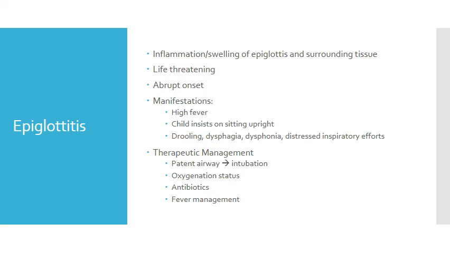So with these patients, the main goal is to get them intubated. When they come in, we want to get a patent airway. The first thing they're going to want to do is not focus on other invasive procedures. They're just going to want to get this patient tubed. Once a patient's tubed and we know we have a patent airway, then we'll focus on other things like antibiotics.